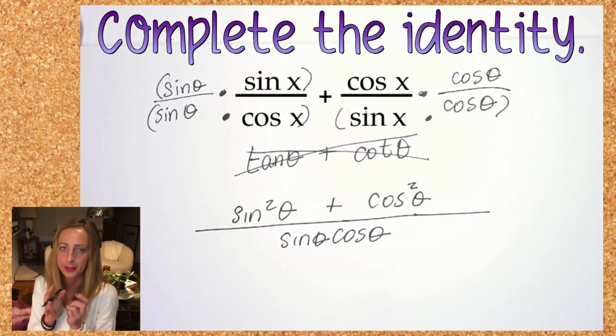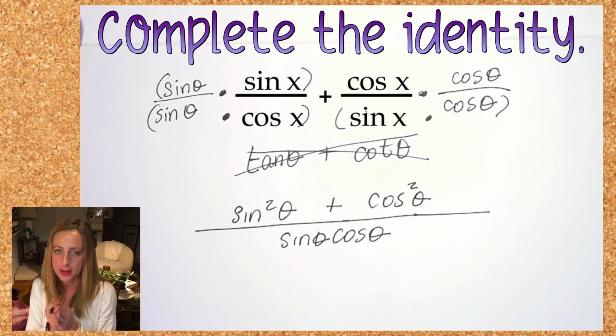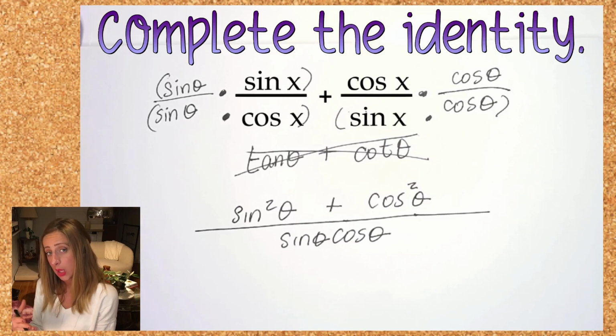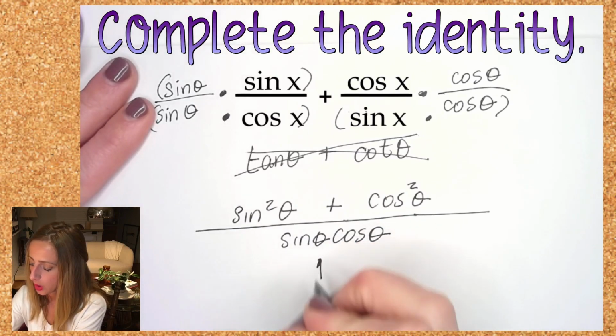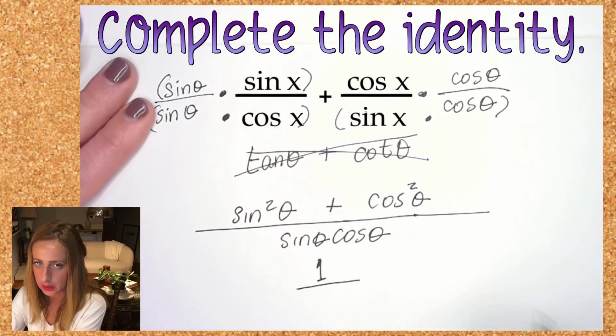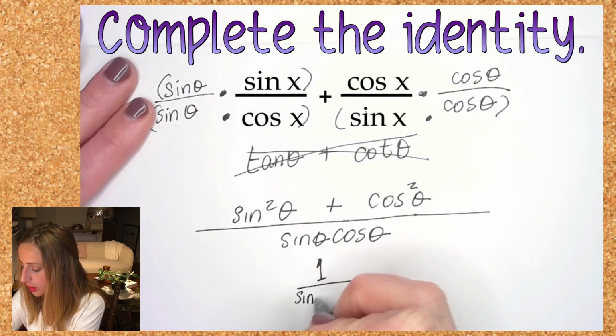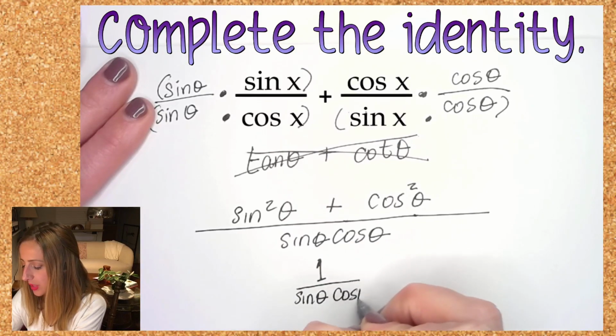Now remember, your goal is to get this nice and compact. When these little squares start coming up, we're like, oh, how nice. Pythagorean identities can be used. So think about your Pythagorean identities. The classic original one is sin squared theta plus cosine squared theta equals what? It equals 1. So we're on our way. We're cleaning this up. And now we have 1 over sin theta cosine theta.